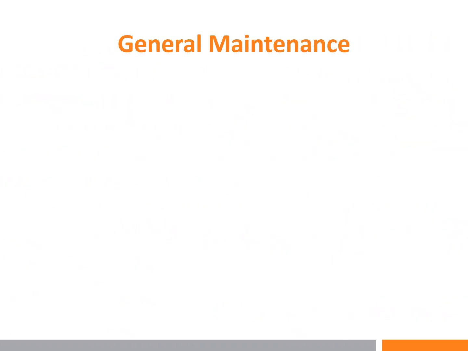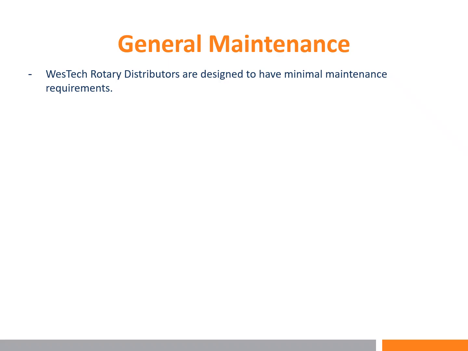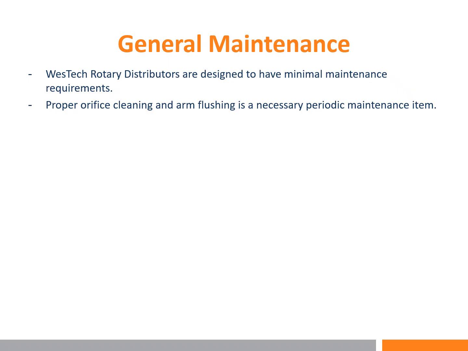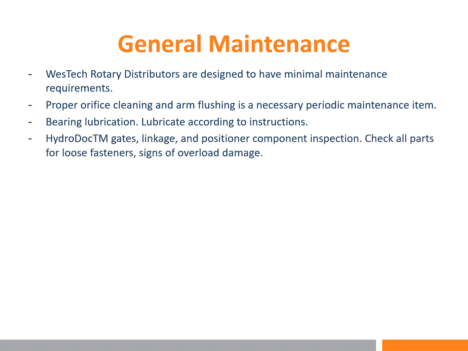General maintenance. WesTech rotary distributors are designed to have minimal maintenance requirements. Proper orifice cleaning and arm flushing is a necessary periodic maintenance item. Bearing lubrication. Lubricate according to instructions. HydroDoc, gates, linkage, and positioner component inspection. Check all parts for loose fasteners, signs of overload damage.